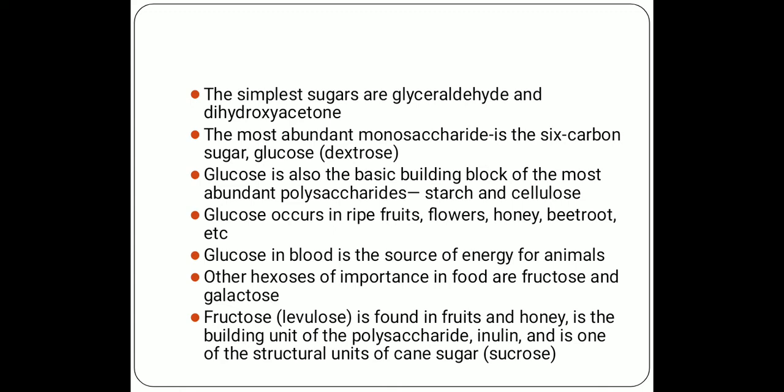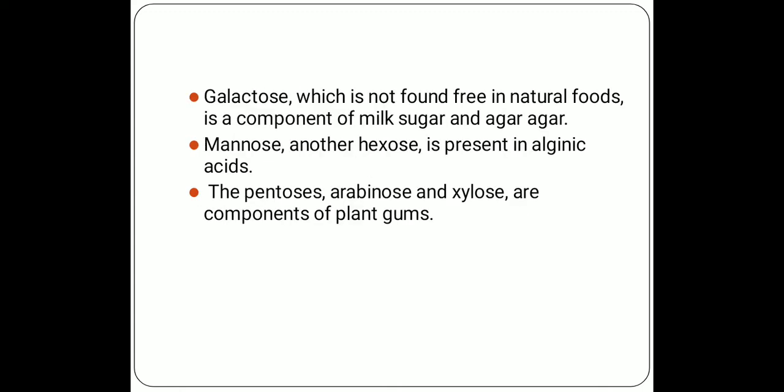Fructose, or levulose, is found in fruit and honey, is the building unit of the polysaccharide inulin, and is one of the structural units of cane sugar, that is, sucrose. Galactose, which is not found free in natural food, is a component of milk sugar and agar-agar. Mannose, another hexose, is present in alginic acids. The pentoses arabinose and xylose are components of plant gums.